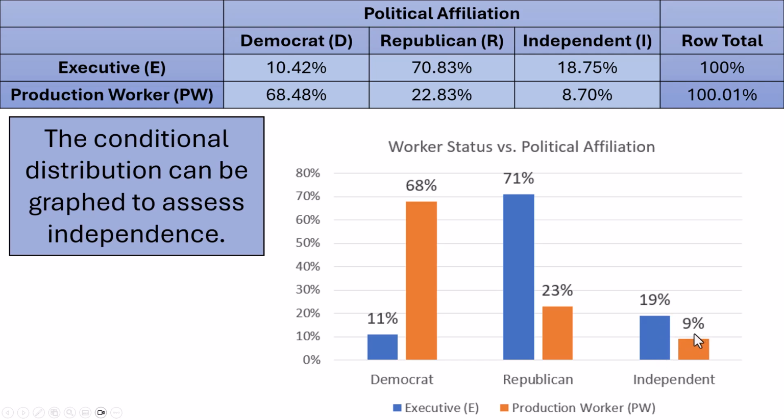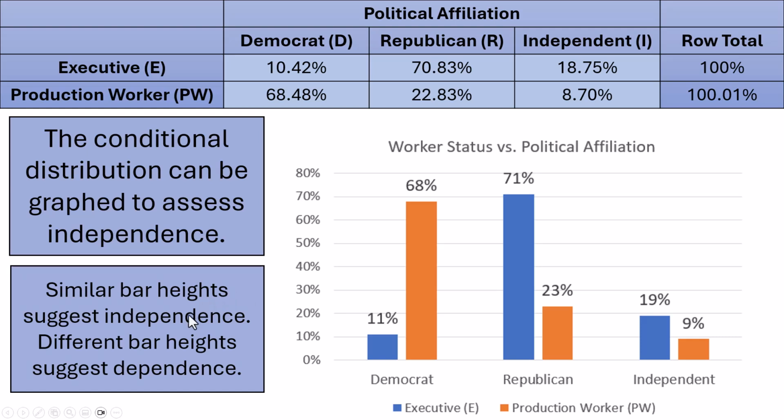If we have similar bar heights, that's going to suggest independence. And if we have different bar heights, that's going to suggest dependence. So in this case, we have a pretty dramatic change between the bar lengths of the three different categories. So we could say that worker type and political affiliation are dependent.